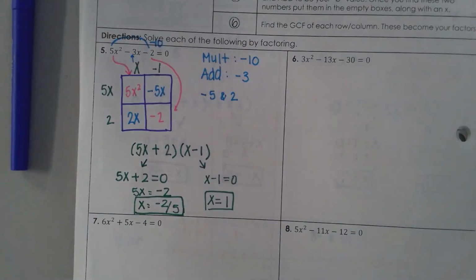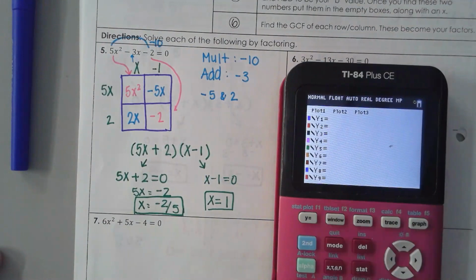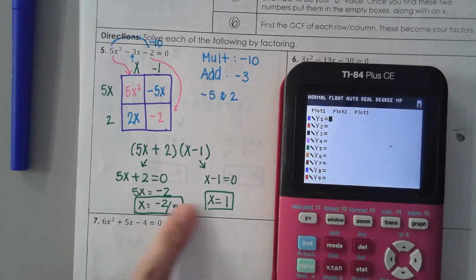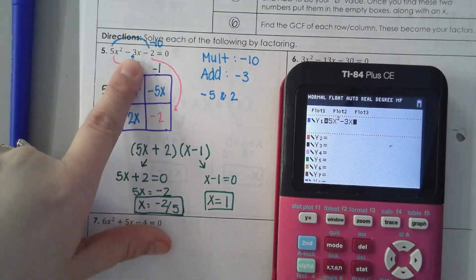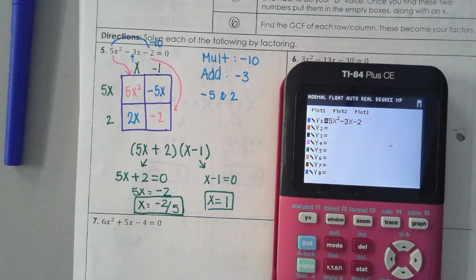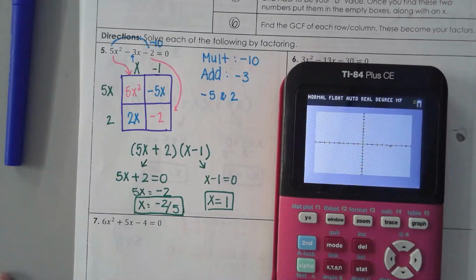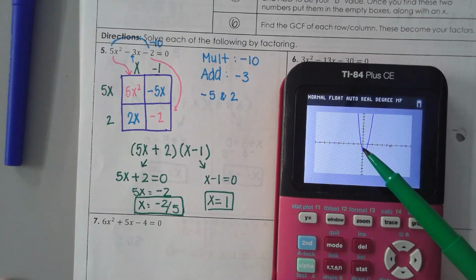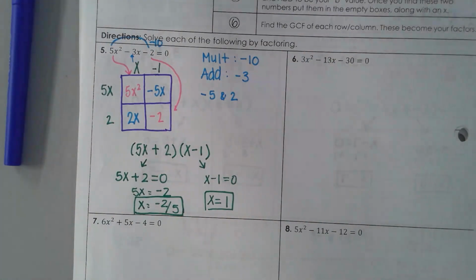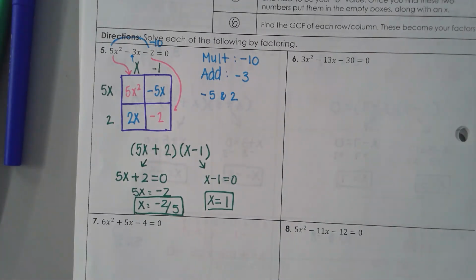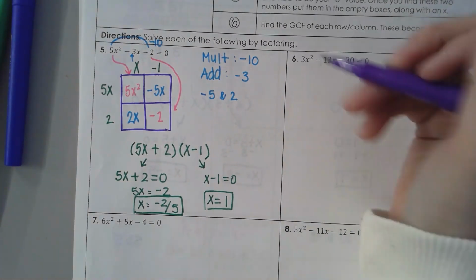So if I were to graph this in my calculator, it should cross the x-axis at both of those places. Yep. So there's 1, and now that's about negative 2/5. Let's do a few more examples before you start asking questions. So we'll start with the box.